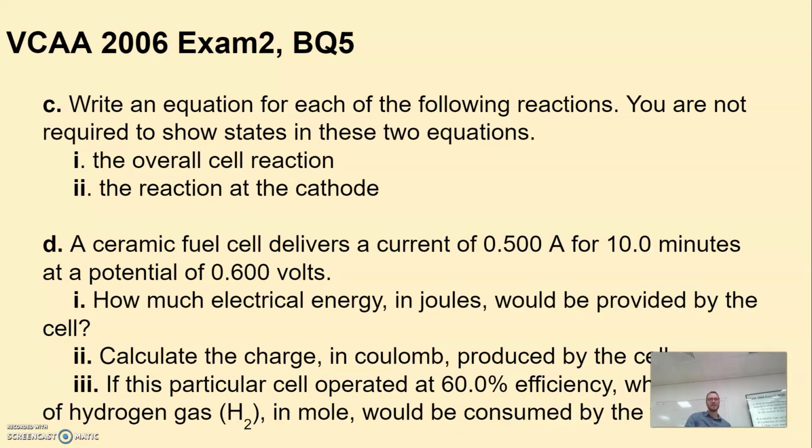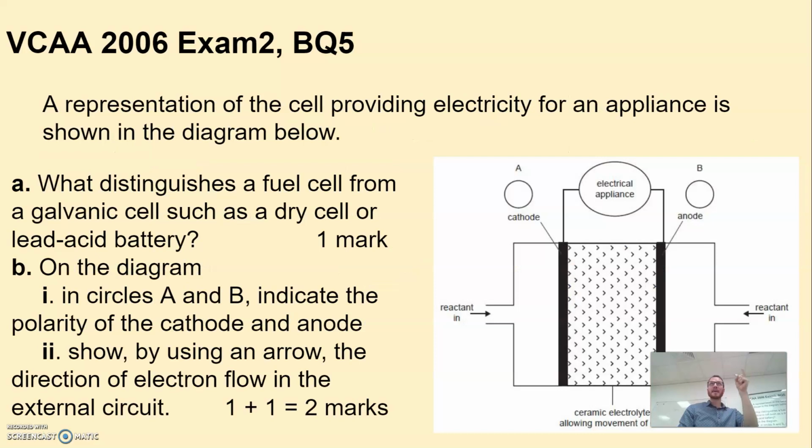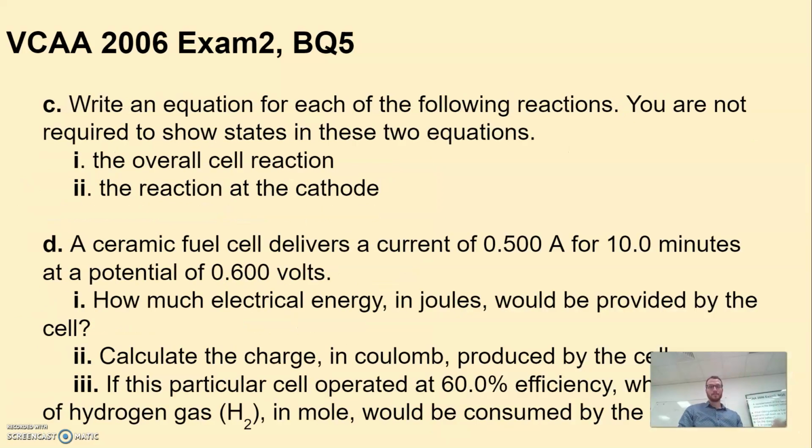Write an equation for each of the following reactions. You're not required to show states in these two equations. Overall cell reaction, what does it say? I've got hydrogen gas plus oxygen gas gives us what? Water. There's our equation for the overall. That's nice and easy. I would want to balance that. 2 there, 2 there. Wasn't there oxide ions? Yes, but this is overall.